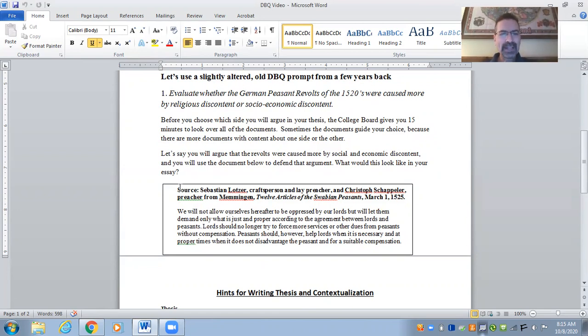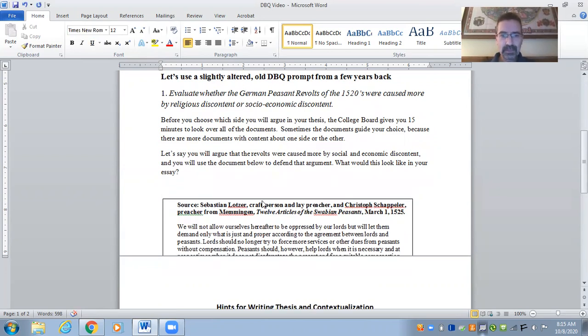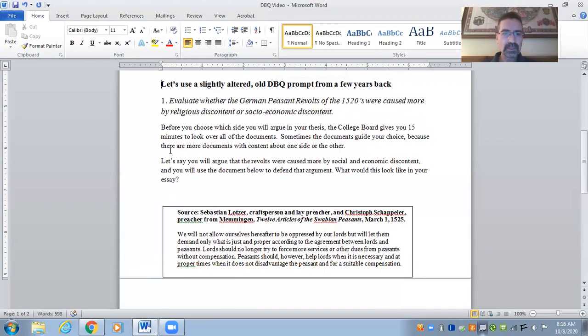Now, the one thing I forgot to include here, and I suppose I could just put it right here very quickly, is, let's do this. There's always going to be a document number. And I believe this was actually document 2. So it's important that you know all the parts of these documents on DBQs.